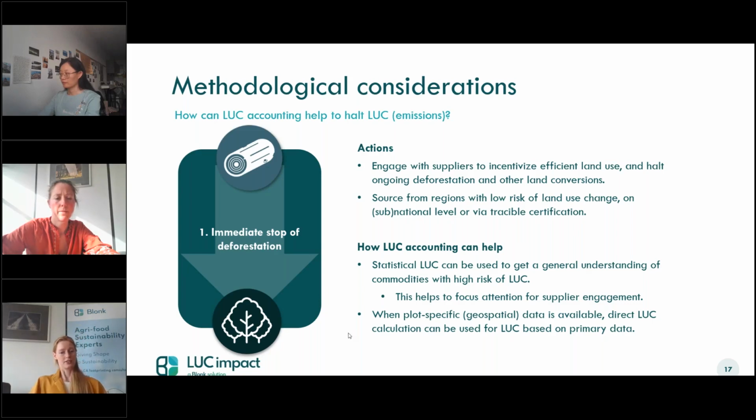As I already mentioned, these statistical land use change values can help on different spatial scales. But also if there is engagement possible, so if you can engage throughout your supply chain to discover where exactly the land is occupied, then you can obtain this geospatial data, for example, satellite data of these specific plots, and calculate direct land use change emissions from this. For example, in the tool that we'll show later on, you can play around with when the conversion took place and what was the previous land use to see how that influences your emissions.